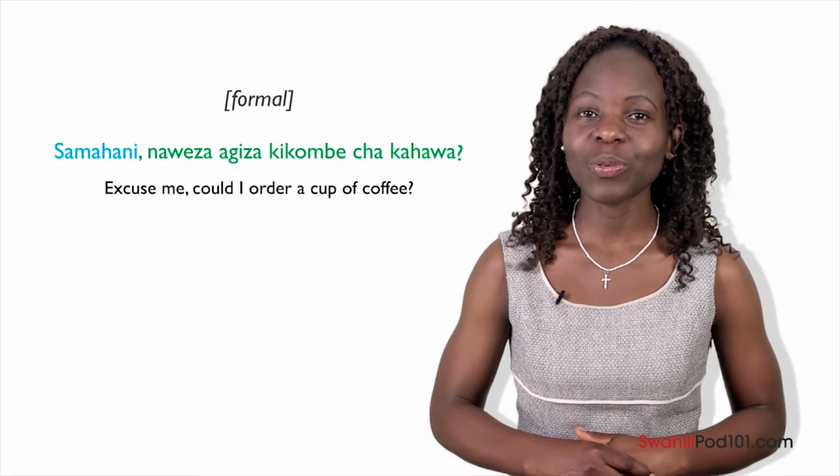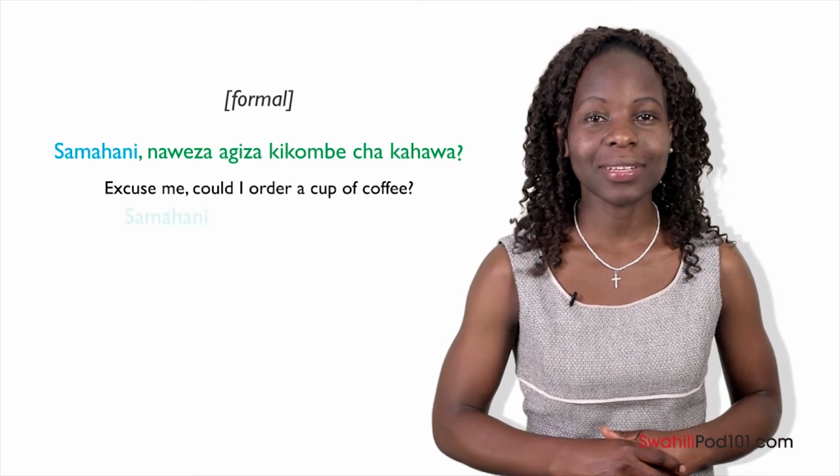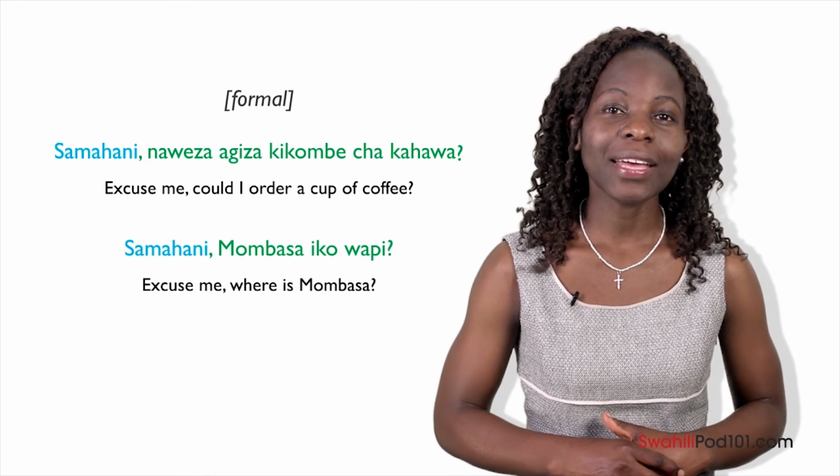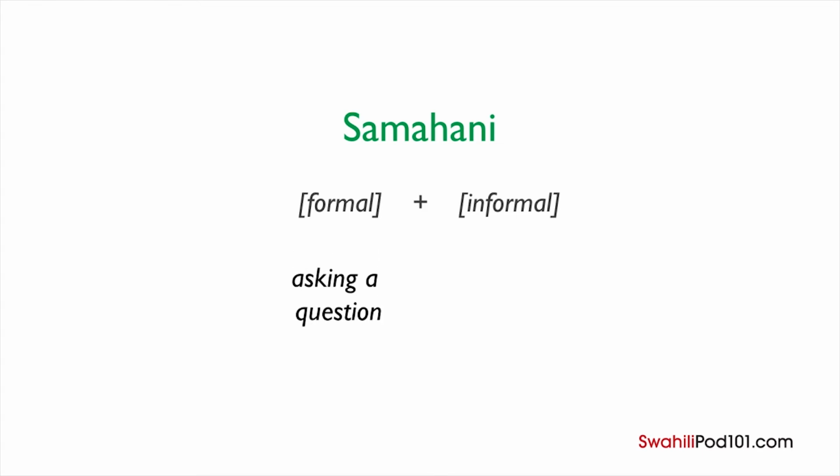We can also use it when asking a question. For example, Samahani, Mombasa iko wapi? Excuse me, where is Mombasa? Sometimes, we also hear people say just Samahani because it can also be used to draw someone's attention. Samahani can be used in formal and informal situations. We can use Samahani when asking a question or when apologizing. All of these phrases can be used for either excuse me or I am sorry.